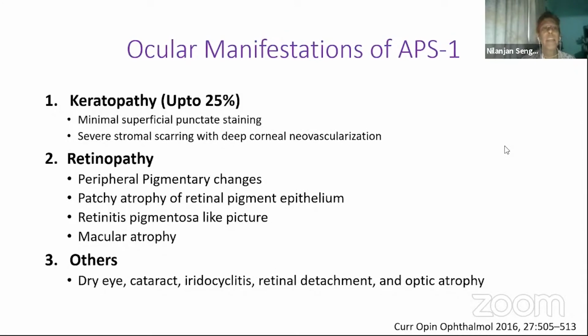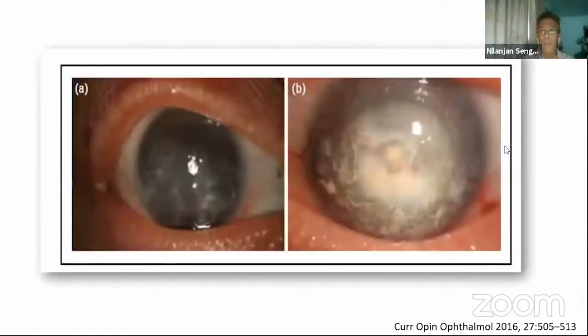So apart from keratopathy, there may be other ocular manifestations, which of course are rarer than keratopathy. That may be retinopathy, including a pigmentary retinopathy, and others like dry eye, cataract, iridocyclitis, retinal detachment, and optic atrophy. So this is actually an example of a keratopathy in APS type 1, and this is even after the corneal transplant. The transplanted cornea has also become opacified.